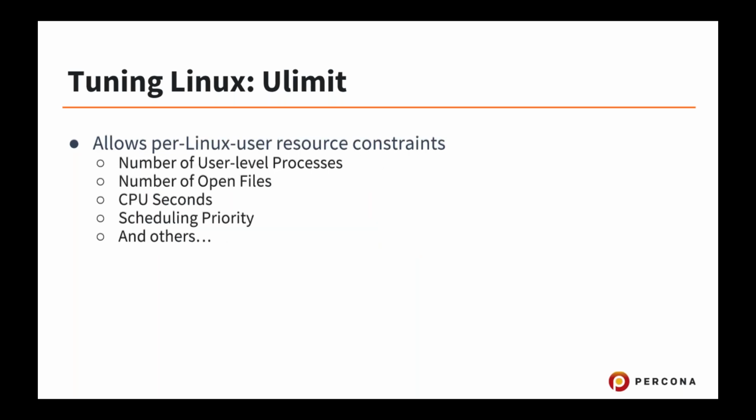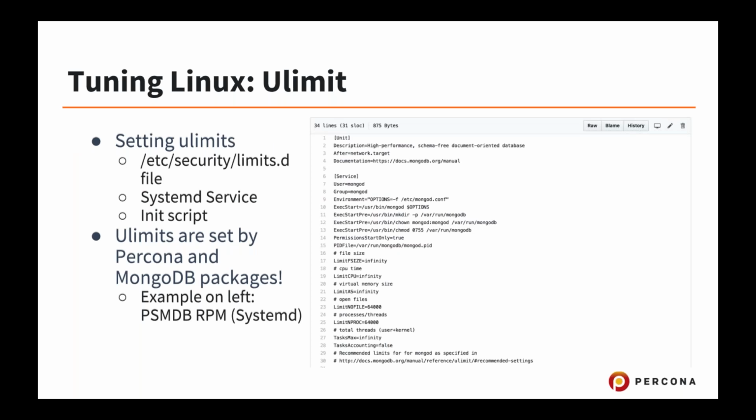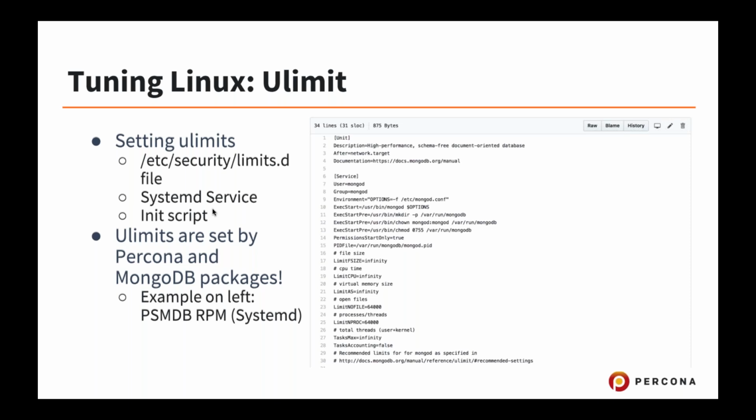For the previous value I mentioned, user level processes, I would set that to something as high as your maximum connections, or maybe 32,000 is what I'd recommend, but definitely not the 1024 default that Linux has. You can set your ulimits in security limits.d on Linux or in a systemd service init script.